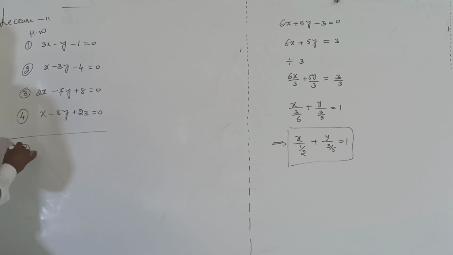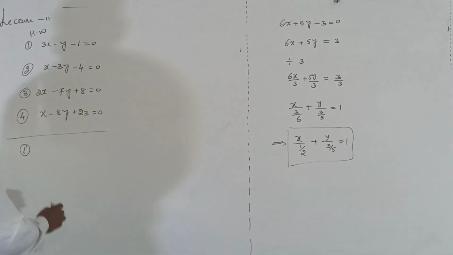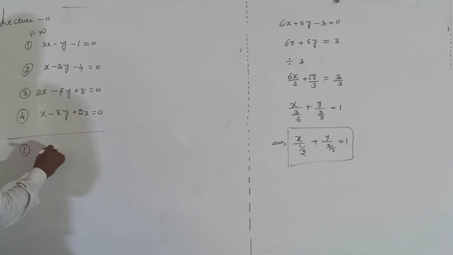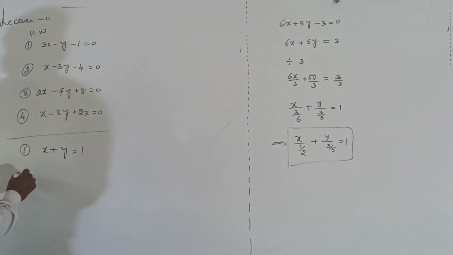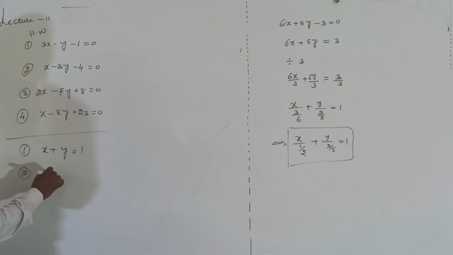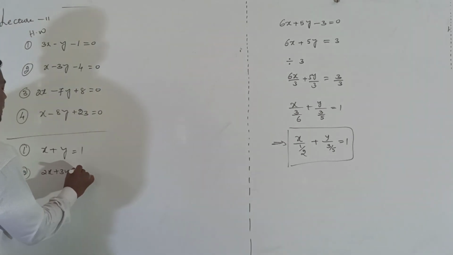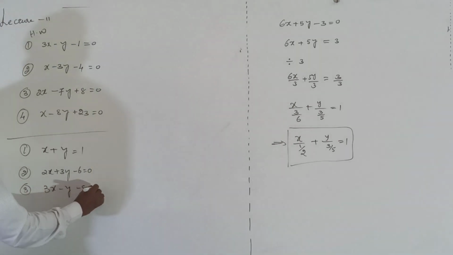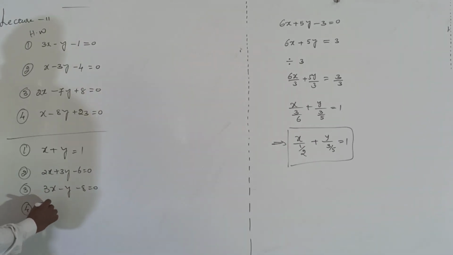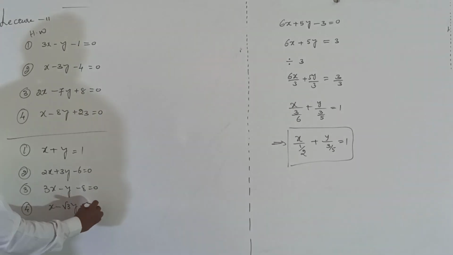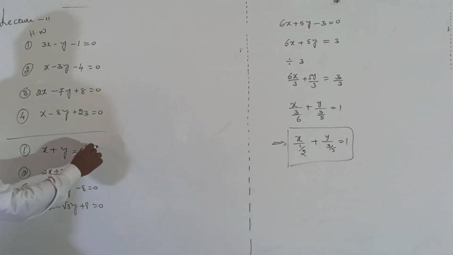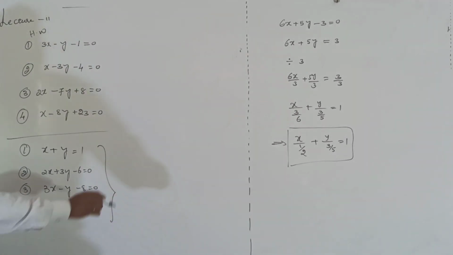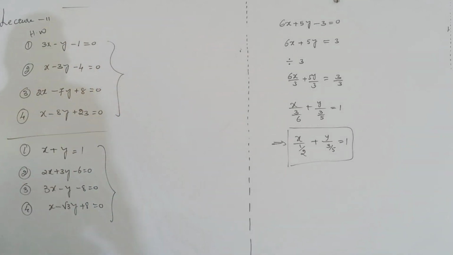next, reduce the following equations into intercept form. First, x + y = 1. Second one, 2x + 3y - 6 = 0. Third one, 3x - y - 8 = 0. And fourth one, x - root 3 y + 8 = 0. Reduce these equations into intercept form and those equations into slope intercept form.